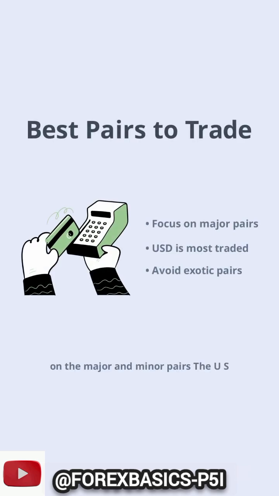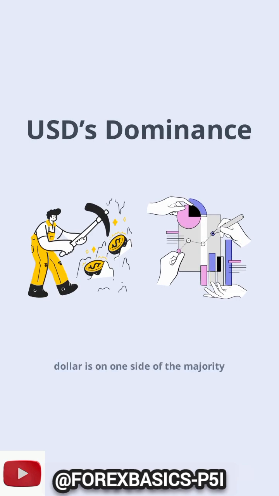The US dollar is the most heavily traded currency, so pairs like EUR-USD, GBP-USD, USD-JPY, USD-CAD, and USD-CHF are particularly active. Avoid exotic pairs as they tend to have wider spreads and less predictable movements. The US dollar is on one side of the majority of Forex transactions during the New York session. This means that any significant US economic news or data releases can have a dramatic effect on the markets. Traders worldwide pay close attention to these events, as they often trigger sharp price movements and create trading opportunities.